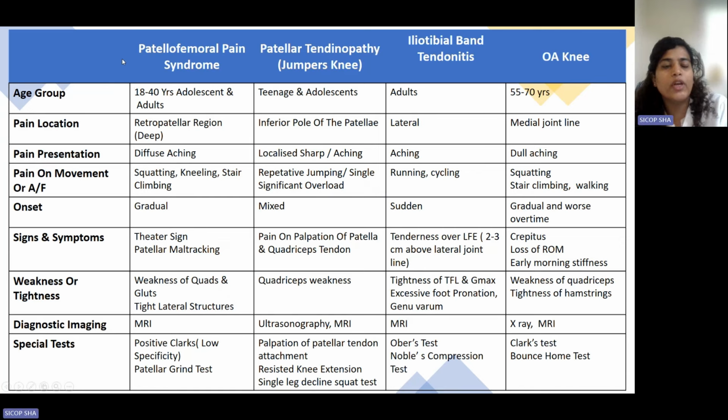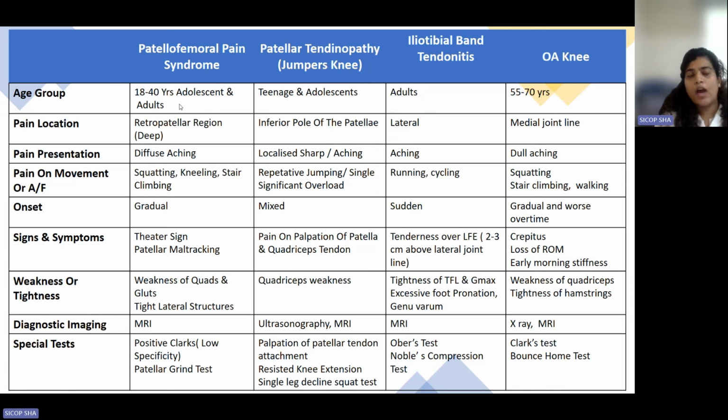As you can see, the most common conditions that we see in day-to-day practice are PFPS, patellar tendinopathy, IT band tendinitis, and OA knee. So first, let's begin with patellofemoral pain syndrome.